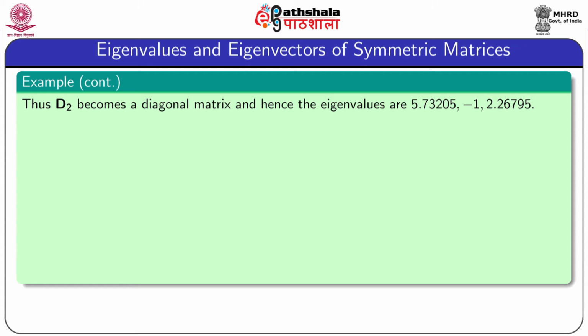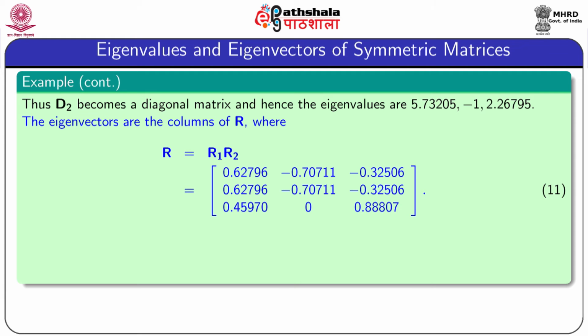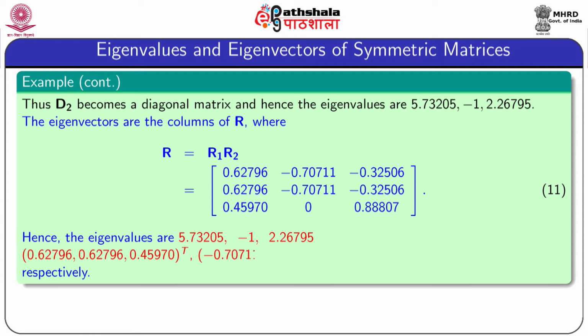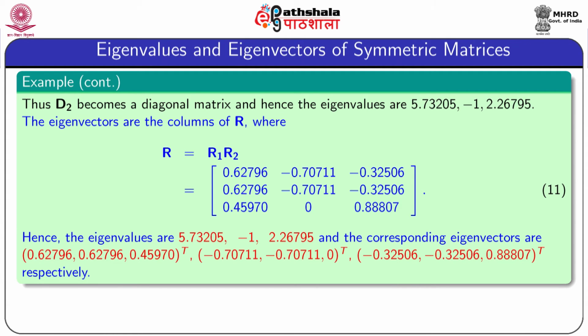5.73205, -1 and 2.26795. These are the eigenvalues of the given matrix, and the eigenvectors are the columns of the matrix R, where the matrix R is the product of R1 and R2. After simplification, this matrix is given by equation number 11. From this matrix we can determine the eigenvectors corresponding to the above eigenvalues. Hence, the eigenvalues are 5.73205, -1 and 2.26795, and the corresponding eigenvectors are the column vectors.